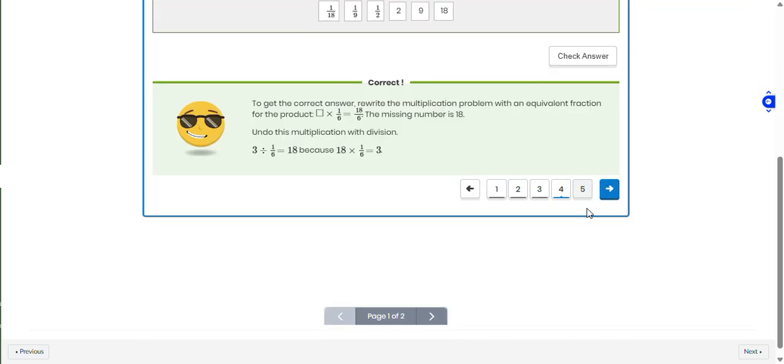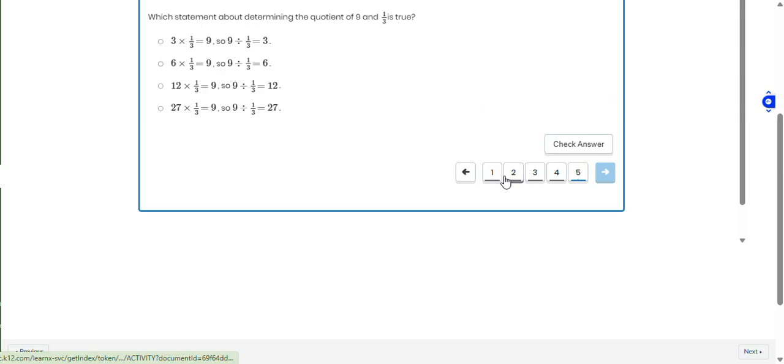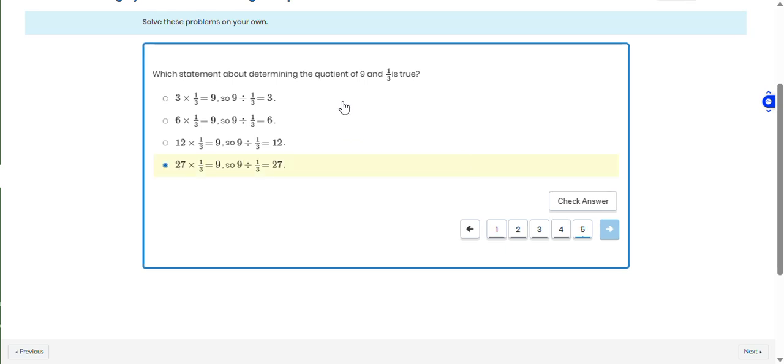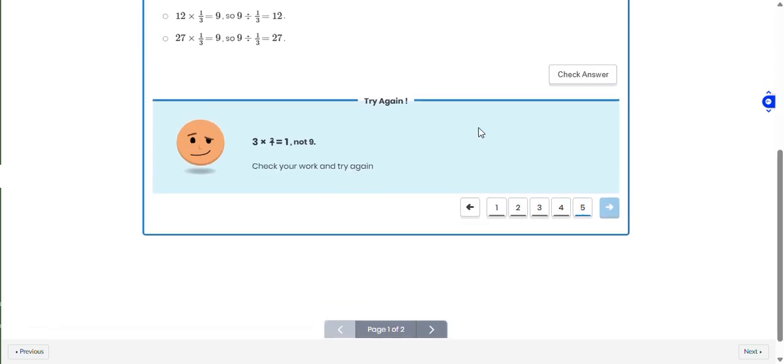8 plus 9 equals 17. 8 plus 9 equals 17. 8 plus 9 equals 17. 8 plus 9 equals 17. It's not what?